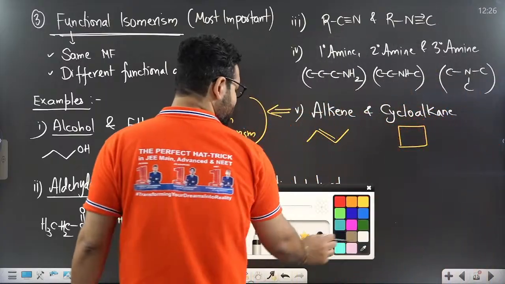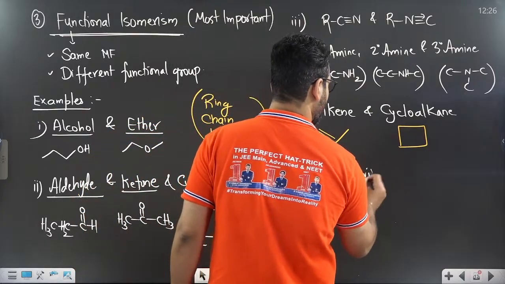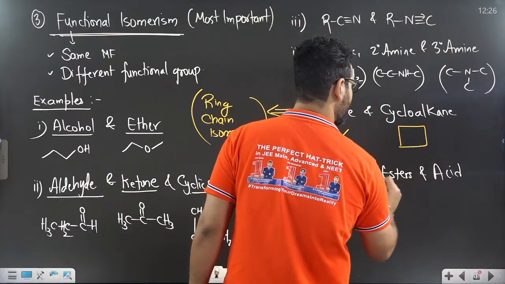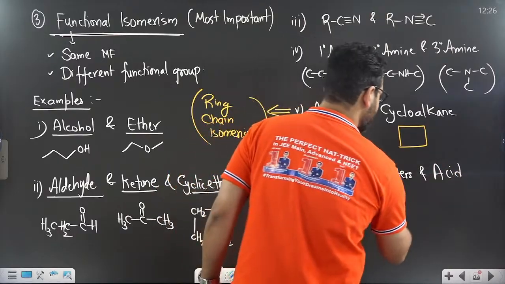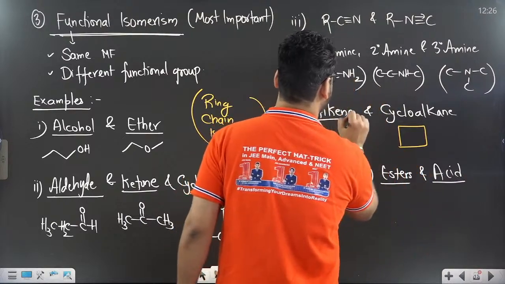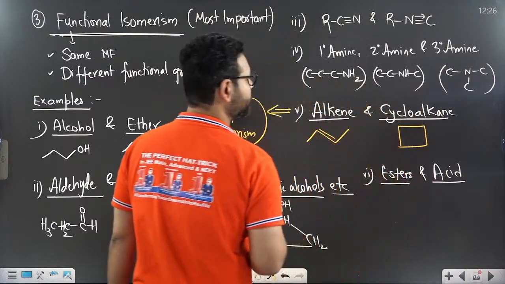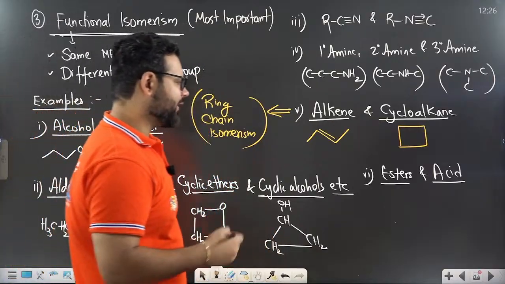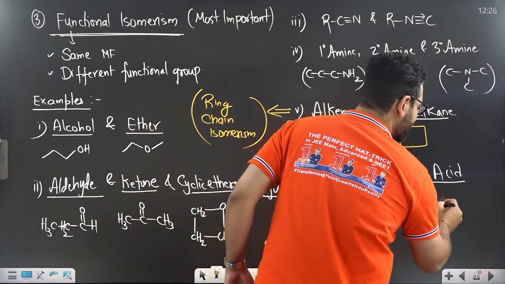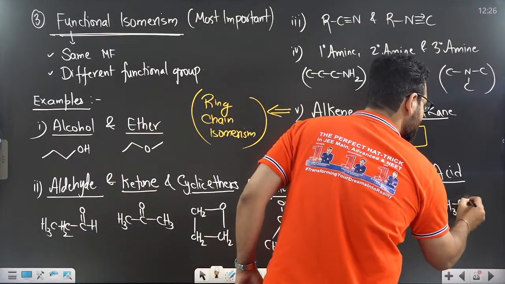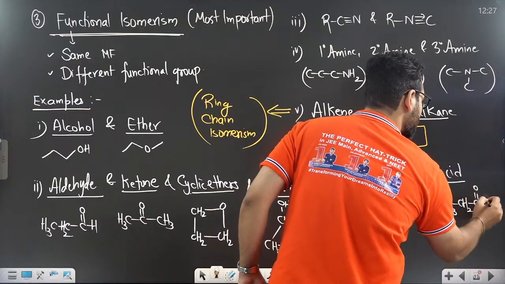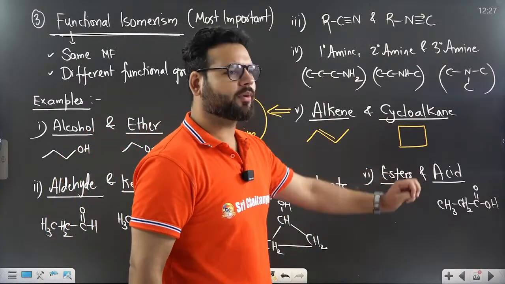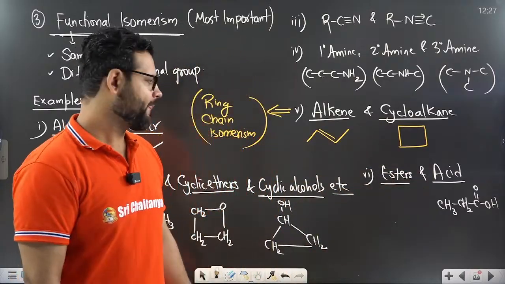You can write one more: esters and acids. For example, if I take a carboxylic acid with 3 carbons, CH3, CH2, C double bond O, OH, I am taking propanoic acid.